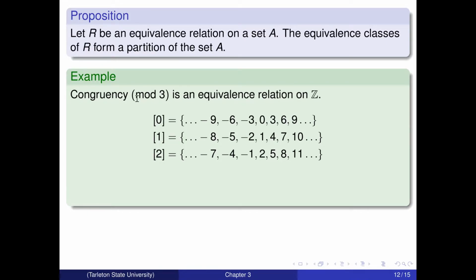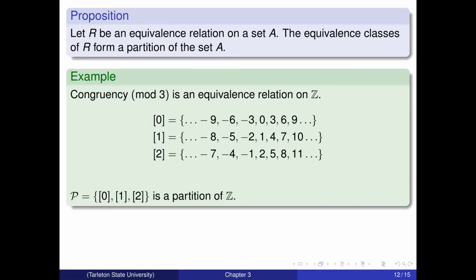And we talked about, for congruency mod 3, that there are basically three equivalence classes, bracket 0, bracket 1, and bracket 2. And you'll notice that these equivalence classes are all non-empty, and they are pairwise disjoint. They don't overlap at all. They don't share any elements. And if you take the union of all of these classes, you will get the entire set of integers. Every single integer is somewhere in one of these. And so that means these three sets constitute a partition.